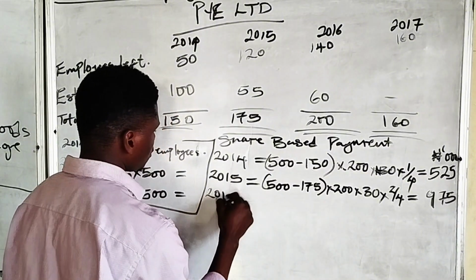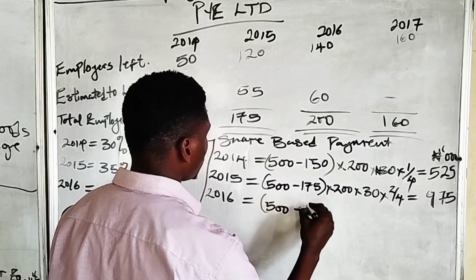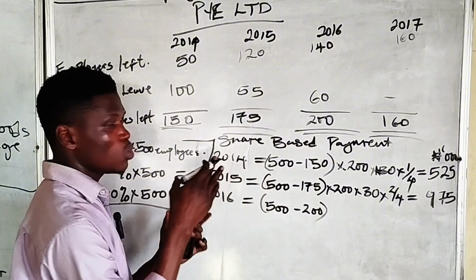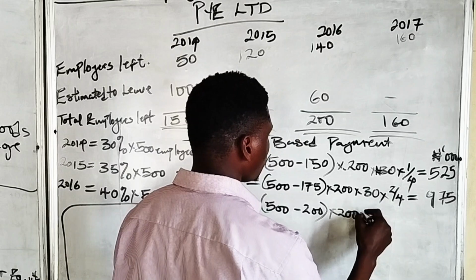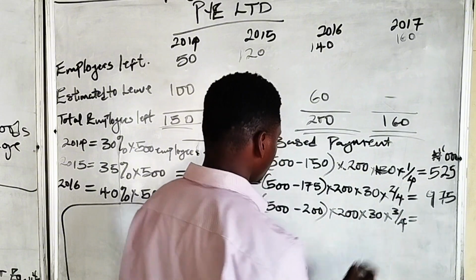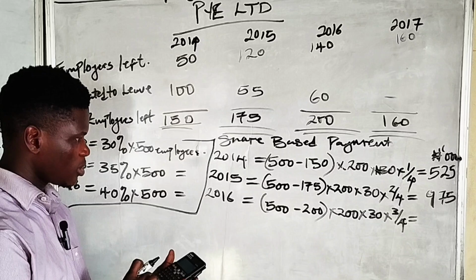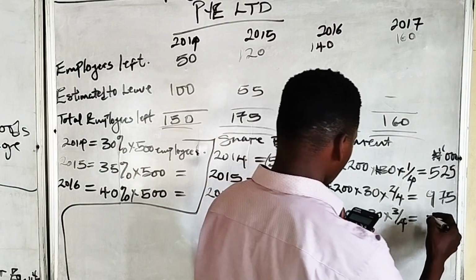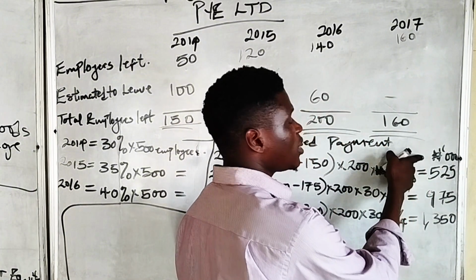So for 2016, say 200 people will leave out of 500 minus 200. That gives us 300. So 300 people are those that will be entitled to the share-based payment in 2016. Multiplied by 200 shares for each of them. Multiplied by 30 naira per share. Then multiplied by 3/4. So this is 300 times 200 times 30 times 3/4. So this gives us 1,350,000.